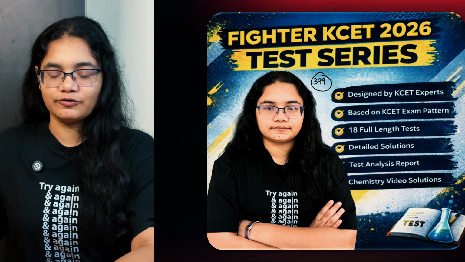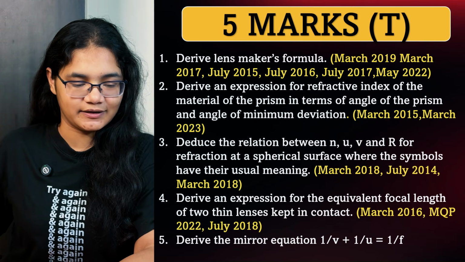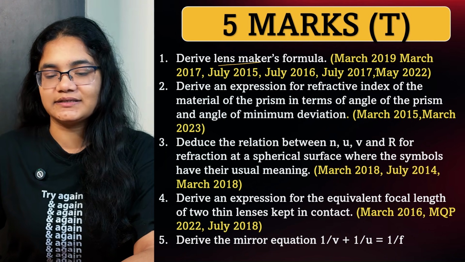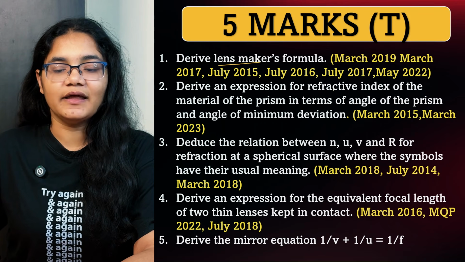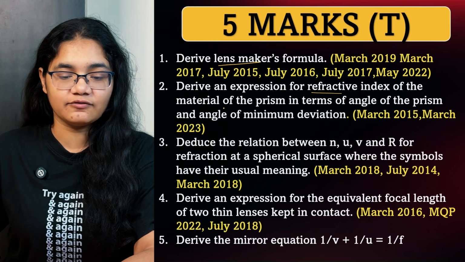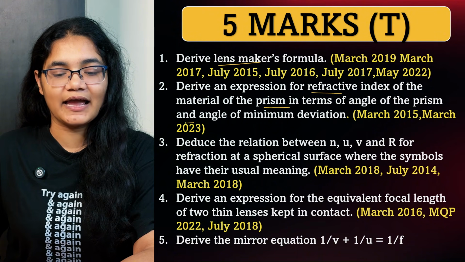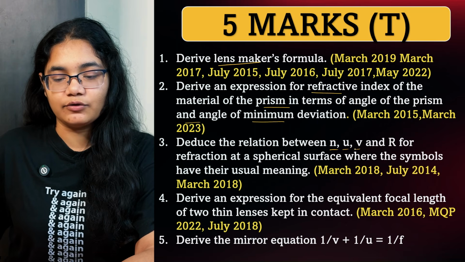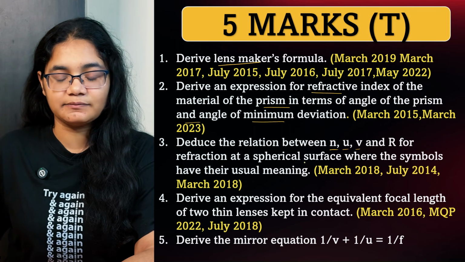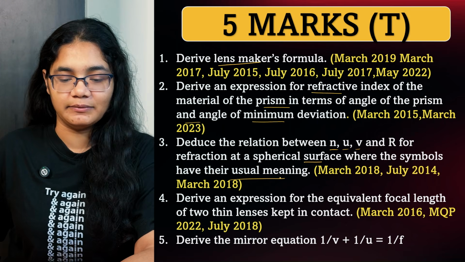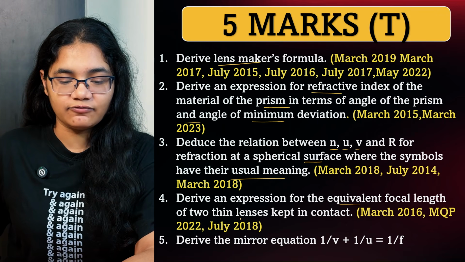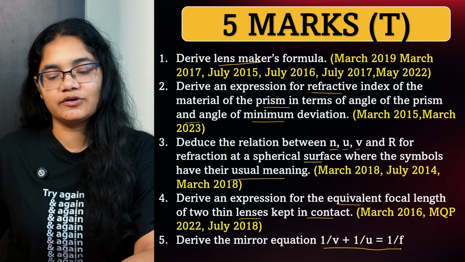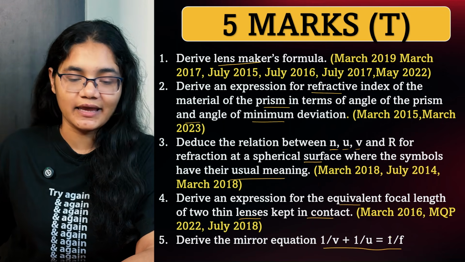Now let's move to the most important 5-marker theory questions. The first one is: derive the lens maker formula. You can see this question has been repeated for years. Then, derive the expression for the refractive index of the material of the prism in terms of the angle of the prism and the angle of minimum deviation. Next, deduce the relation between n, u, v and r for refraction at a spherical surface, where the symbols have their usual meaning. Derive the expression for the equivalent focal length of two lenses kept in contact. Derive the mirror equation: 1/v + 1/u = 1/f.